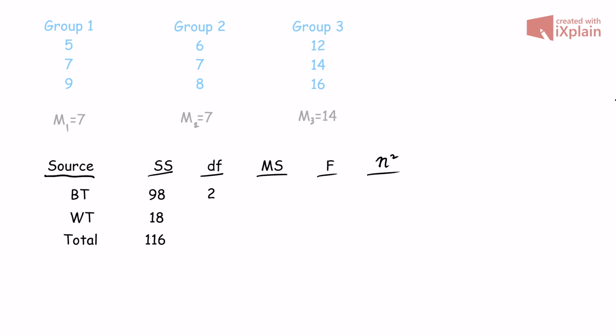Now we need to compute the DF for the within treatment. That's going to be 6. And the way you would get that is it's N, which is the total number of people in the study. There were 9, 1, 2, 3, 4, 5, 6, 7, 8, 9 people in the study, minus the number of groups. There were 3 groups. So it's going to be 9 minus 3, and that's going to give us 6.